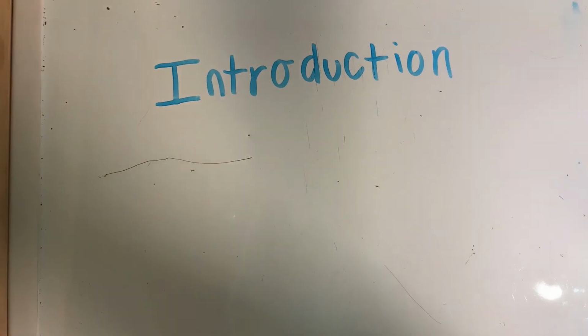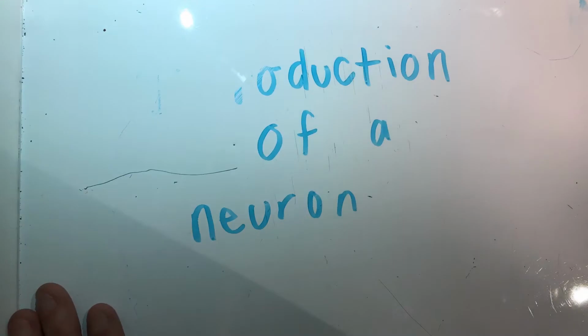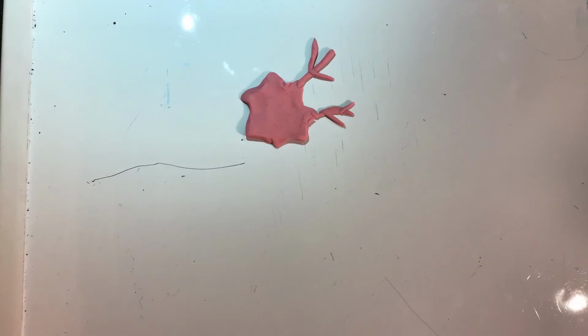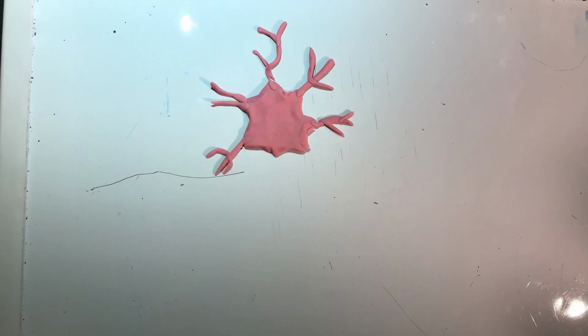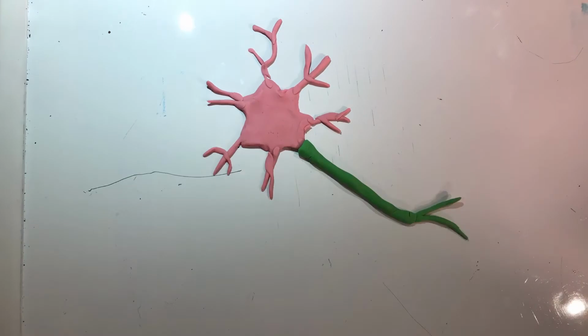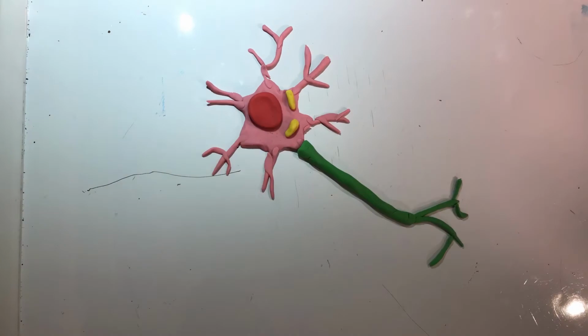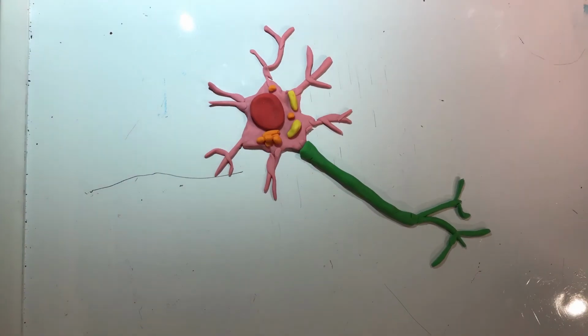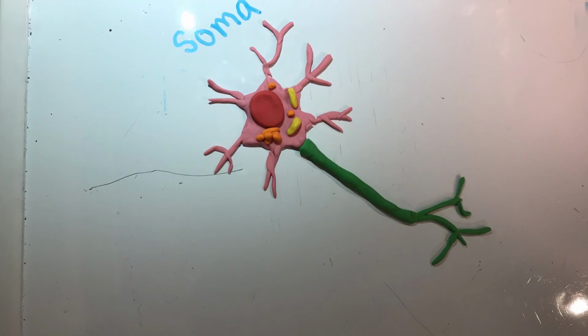We are going to start off by introducing the neuron. The neuron is unlike any other cell in the human body. It has a very distinctive shape which makes it very recognizable. Like most cells, it has a cell body. In the neuron, this is called a soma.